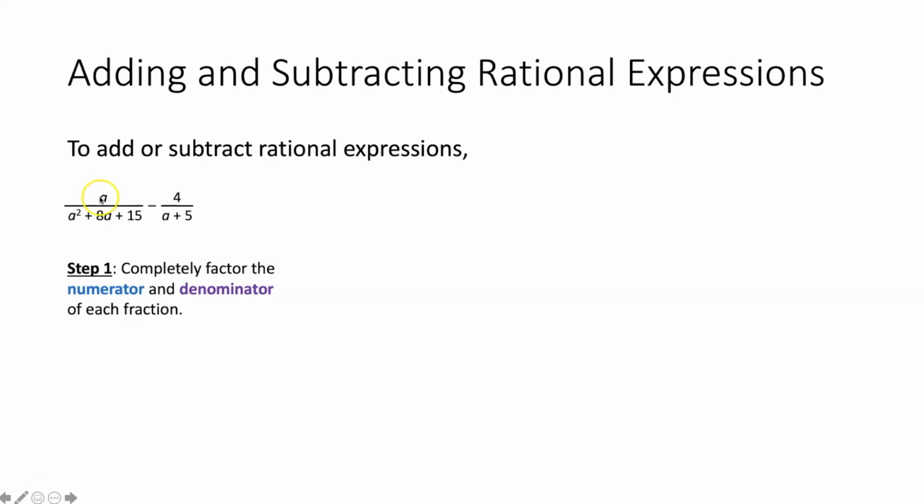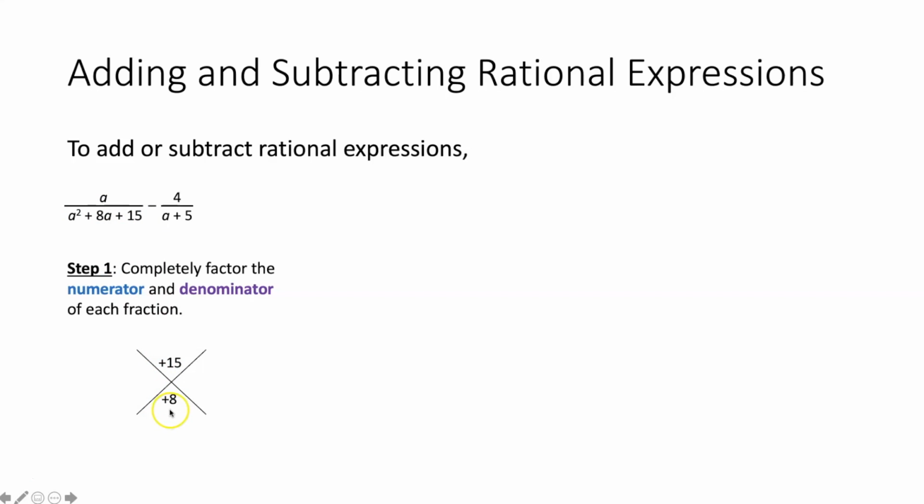So here, our numerator, factored. Our denominator, not factored. It is a quadratic trinomial. How do we factor a quadratic trinomial? By using the magic x. So we're going to take our a value times our c value, put that in the top of the magic x. So 1 times 15, that goes in the top. Our b value, which is 8, that's going to go in the bottom.